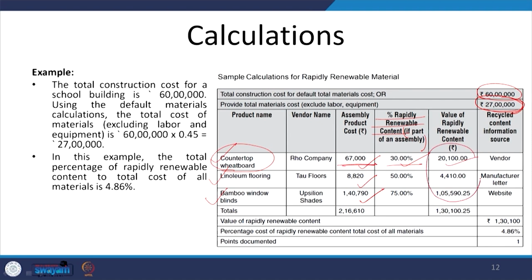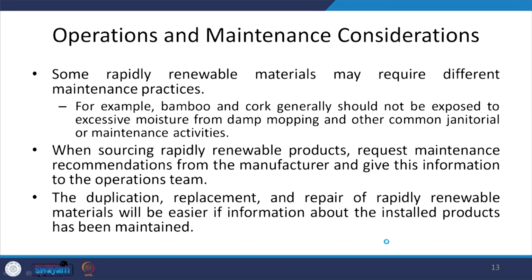So, we will calculate the total value of rapidly renewable material, and what percentage of the total material cost this total value is will be calculated here. We have to achieve a minimum of 2.5% of the total material cost as the value of rapidly renewable content, and here we see that it is 4.86%. Thereby, we are able to comply with this criterion of using rapidly renewable material.